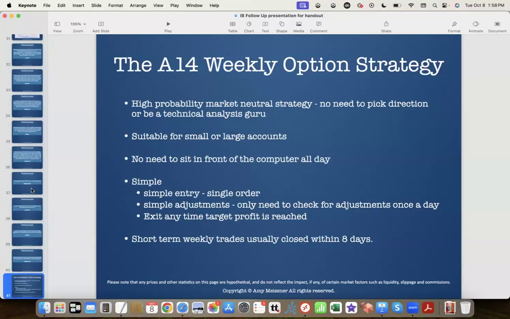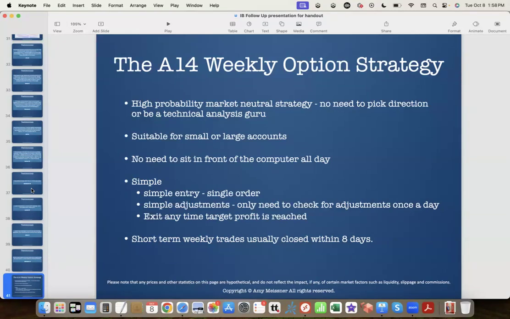So the A14 weekly option strategy, again, utilizes a variation of the butterfly called the broken wing butterfly. It's set up as a high probability market neutral strategy. So it's high probability, makes money most of the time. There's no need to pick direction or to be a technical analysis guru. That's one of the nice things that I like about most of the strategies I do.